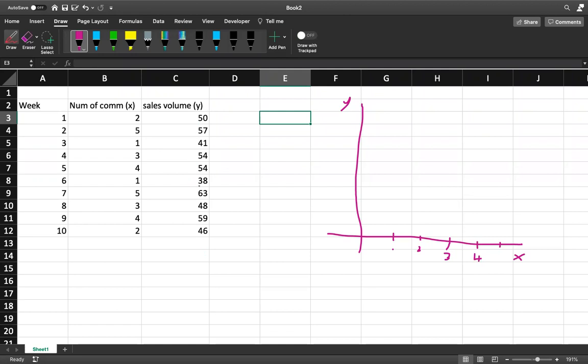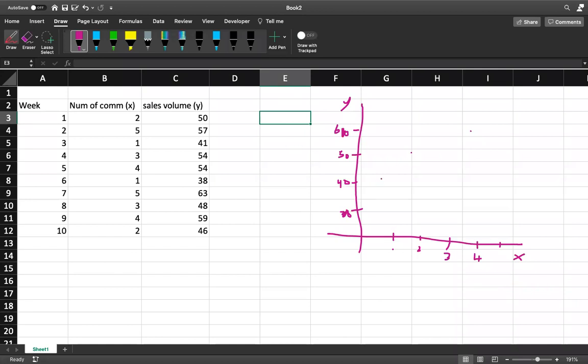Then you also indicate an appropriate scale for the Y axis. It ranges from 38, and the biggest is 63. So maybe I can have 30, 35, 40, 45, 50, 55, and so on. So you plot them. The first one where we have 2 goes with 50. So let's say 30 is here, 40 is also here, 50 is here, and then we have our 60 also here. So when we see 2 on the X, it goes with 50 on the Y, so we indicate it as a point. 5 goes with 57, located somewhere here.